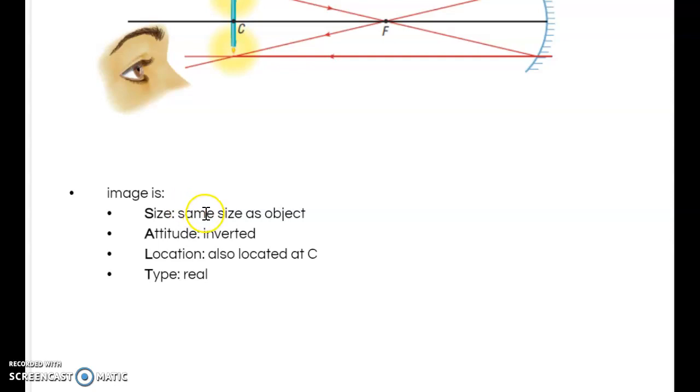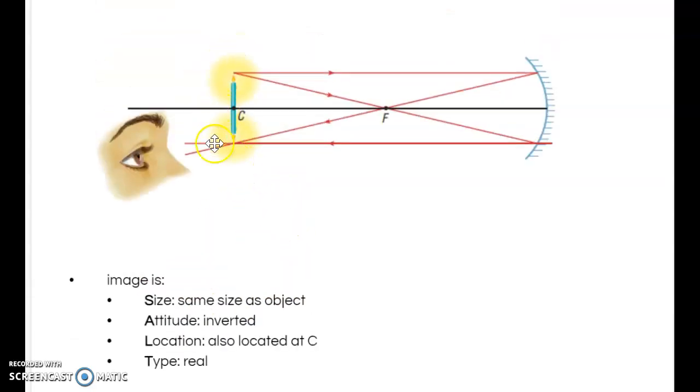So my SALT for this particular image is: size, same size as the object. Attitude is inverted. Location, also located at C. And type is a real image. Again, a real image because the light rays converge in front of the mirror. This would be behind the mirror. This is in front of the mirror. That's why it's a real image, because if I put a screen here, you'd be able to see this image reflected.